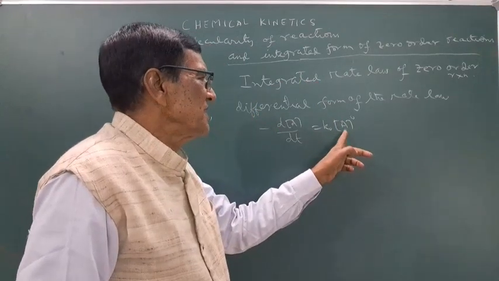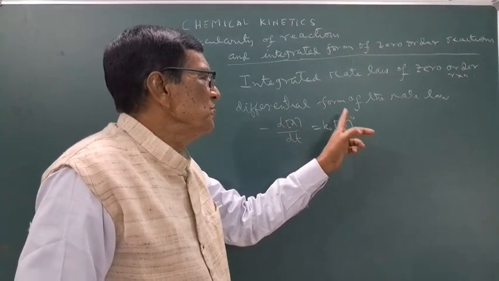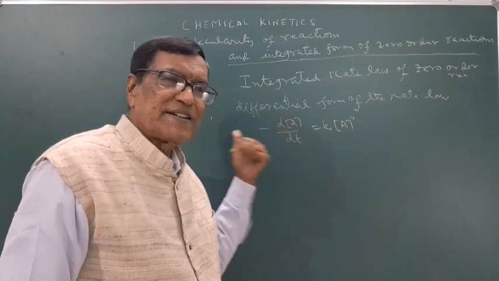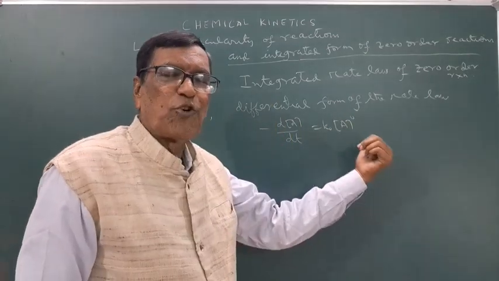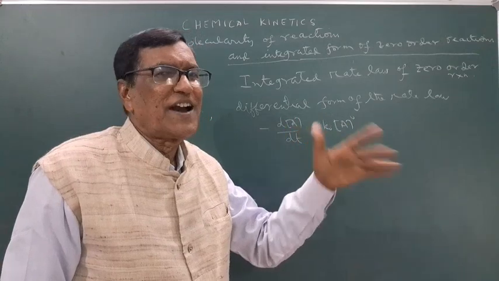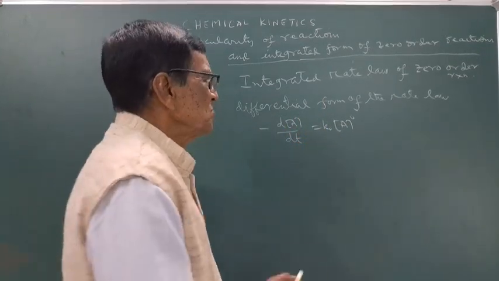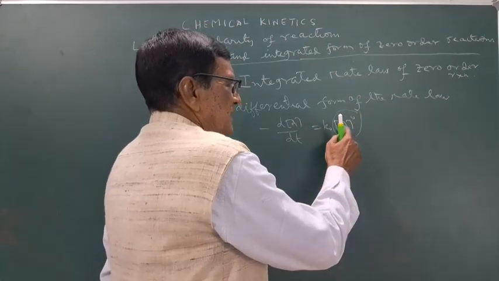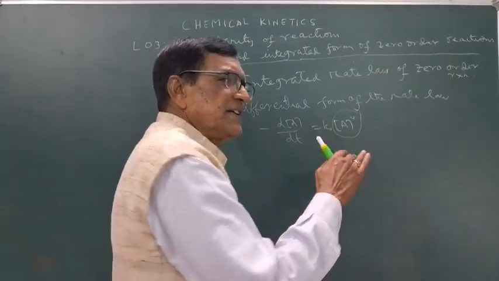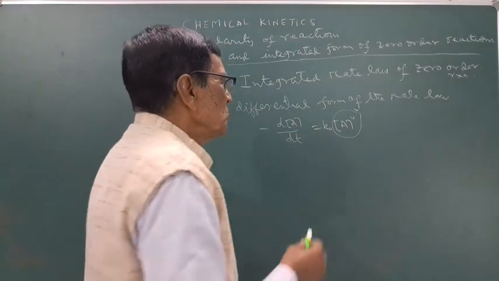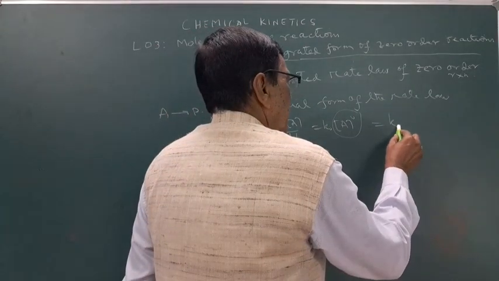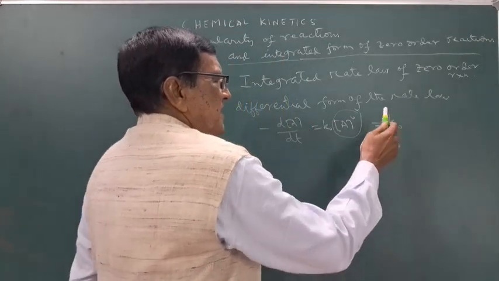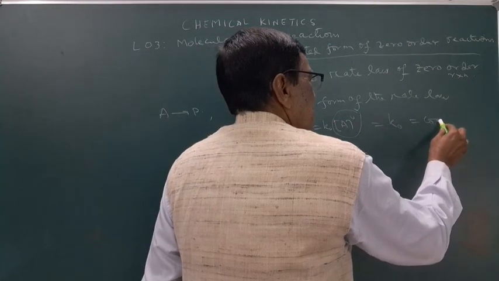So this is the concentration to the power 0. Since this reaction is following zero order kinetics, the value of this is equal to 1. So this is equal to K0, meaning the rate is constant. This is the rate constant.